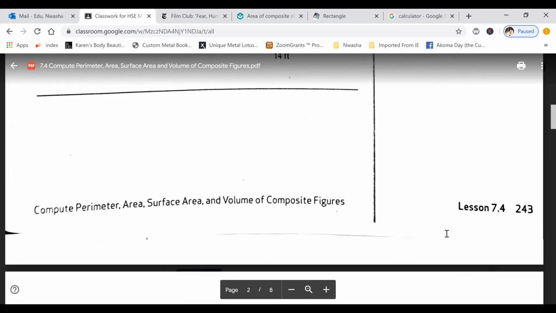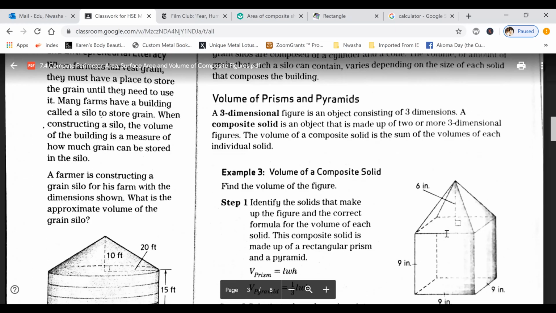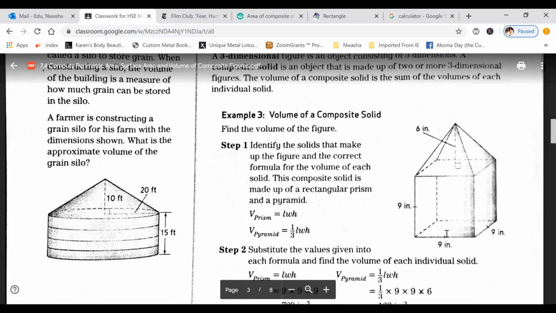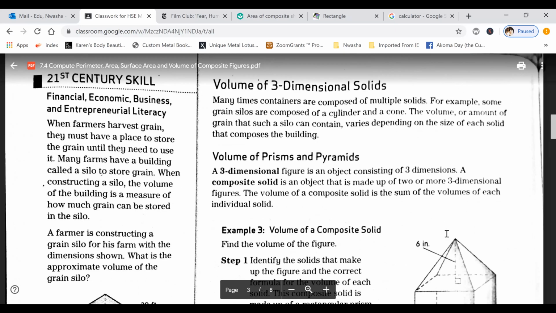So if we flip over one more page, we're going to do this one, which is a silo. This is what we were saying that you actually might see, like the ones for water or for gas that we said might be a hemisphere on top of a cylinder, or different kinds of shapes. But this one is in the financial, economic, business, entrepreneurial literacy. So you might actually have a question like this in the attempt to be real life, right?